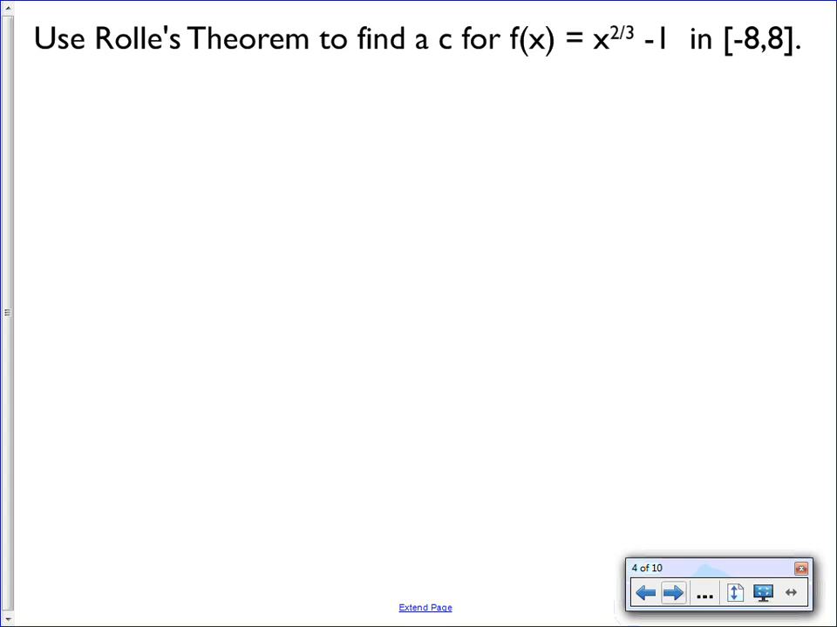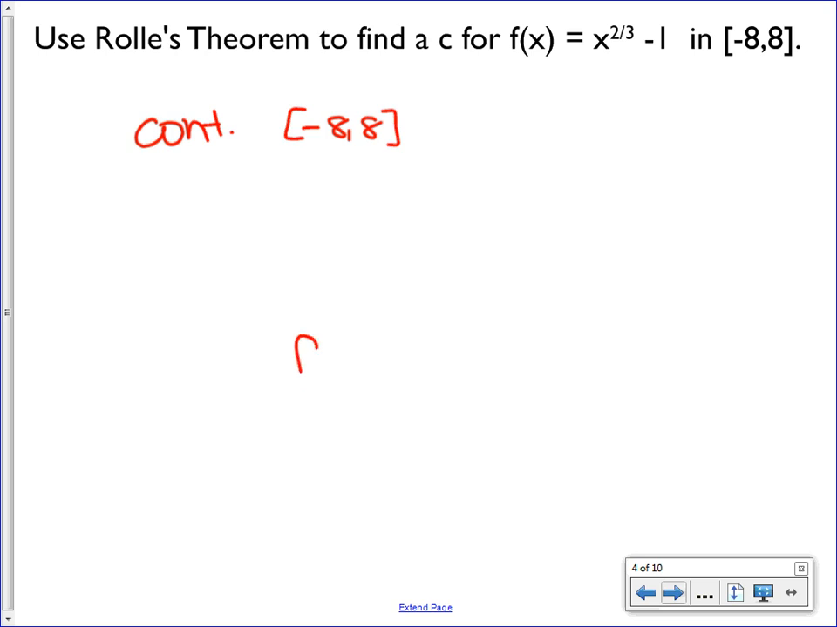Is this a continuous function from -8 to 8? Yes. What about differentiable? There's a corner. Why? Because that's how those 2/3 into our big.